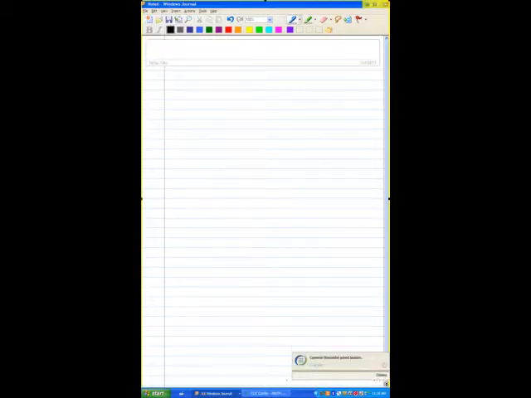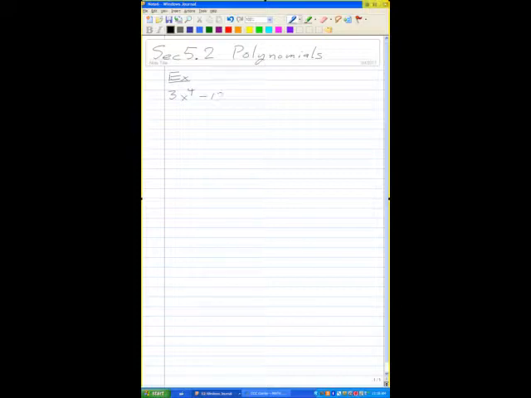So last time we were starting section 5.2, polynomials. An example of a polynomial would be something like 3x to the 4 minus 12x cubed plus 9x minus 19. A polynomial consists of a whole bunch of terms. So each of these are terms.